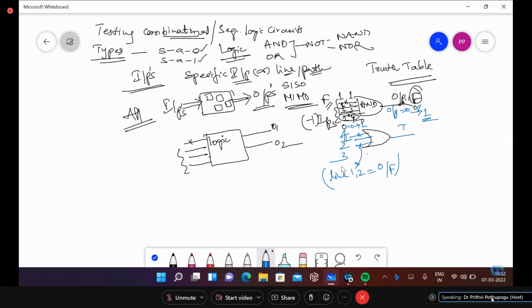If the other inputs are 0, that means inputs 1 and 2 are 0 and the third input is 1, and it is perfectly working, then your output should be 1. If an error happens, it goes to 0. The other way is that if you tie 0 here, it will be 0 if it is fault free. If an error happens, it goes to 1, that means stuck-at. So this is what we are mainly focused on.